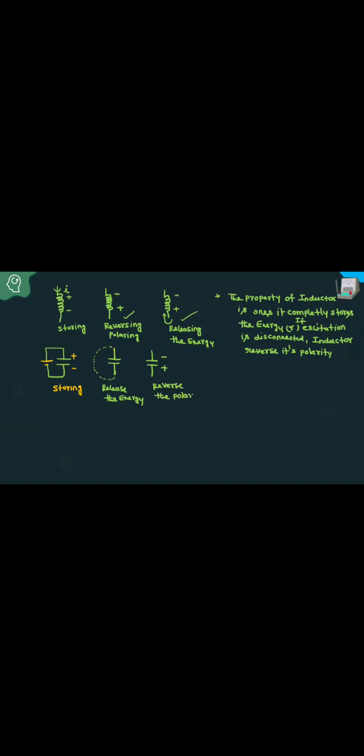So why this difference? The reason is a capacitor stores the energy in the form of an electric field, and an inductor stores the energy in the form of a magnetic field. This is the property of the magnetic field; this is the property of the electric field. Here, reverse the polarity, then release the energy. There, release the energy, then reverse the polarity. These two observations you also have to remember. That's why there is a difference in releasing and reversing the polarity between the inductor and the capacitor. Here, releasing the energy means transfer of energy from the positive plate to the negative plate, then the negative plate becomes positive and the positive plate becomes negative.